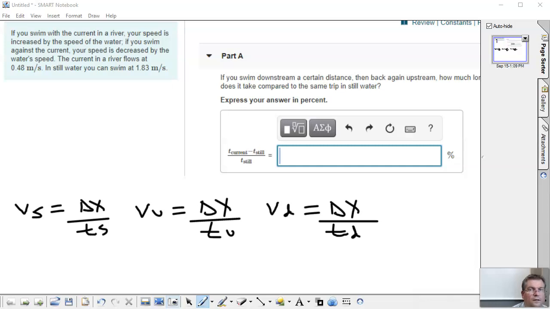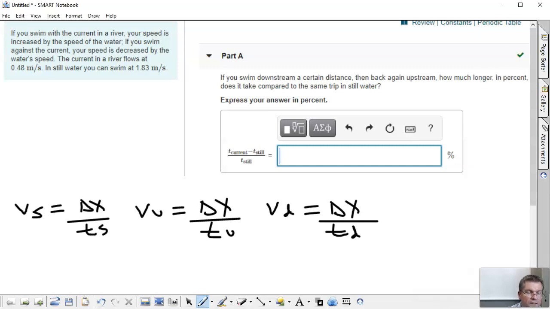Okay, we're going to rework this problem in class. These are the things that we defined in class. The velocity in still water equals delta x over t sub s. The velocity upstream is delta x over t sub u, and the velocity downstream is delta x over t sub d. We want to rewrite all these equations so they're in terms of time.